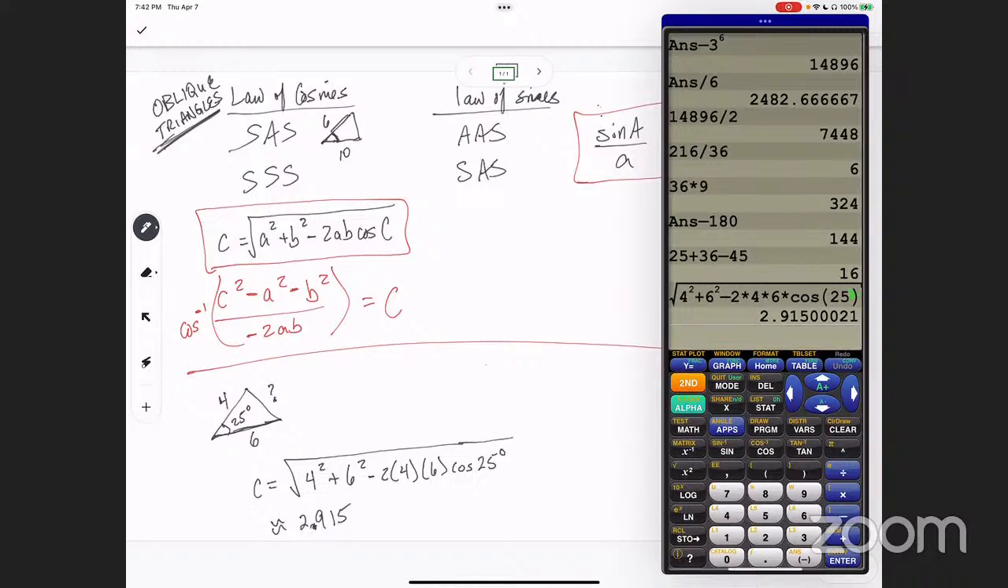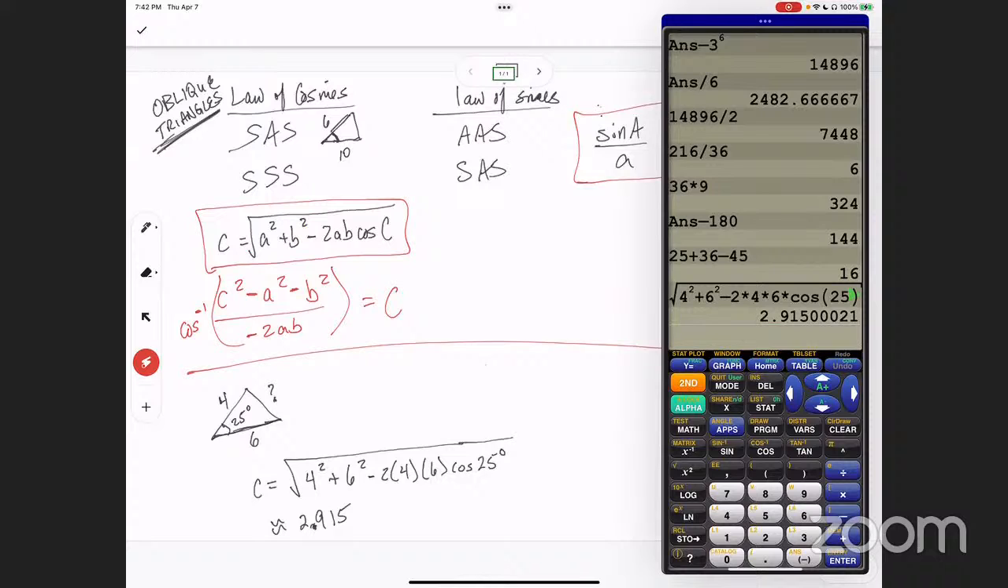So it was c squared equals a squared plus b squared minus 2ab cosine C. That was the original rule, right? Well, c squared was equal to that, so I just took the square root of both sides to give you the formula in a cleaner way.